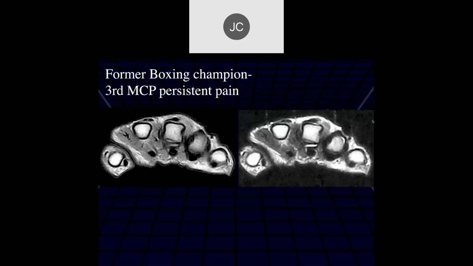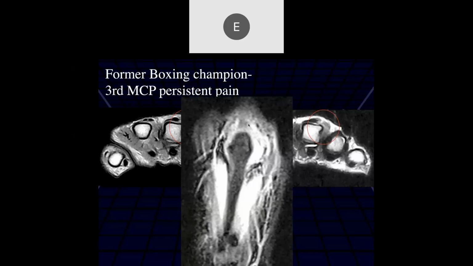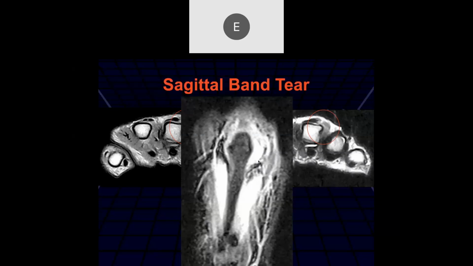See, Elior, what do you think of this former boxing champion? Yeah, looking at that third ulnar-sided sagittal band, looks like a partial tear. There's no deviation of that extensor tendon. And here we can see a lot of the edema surrounding the extensor tendon there. I don't remember whether this was complete or not, but I would agree with you. There's no displacement. So I would call this most likely a high-grade partial tear.